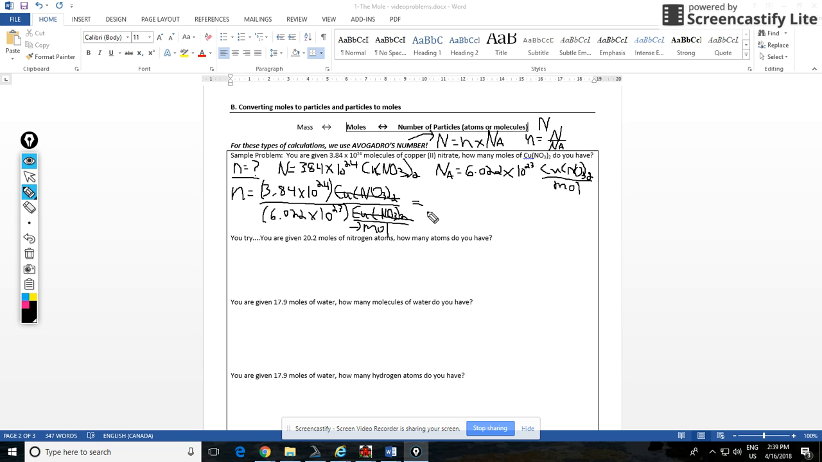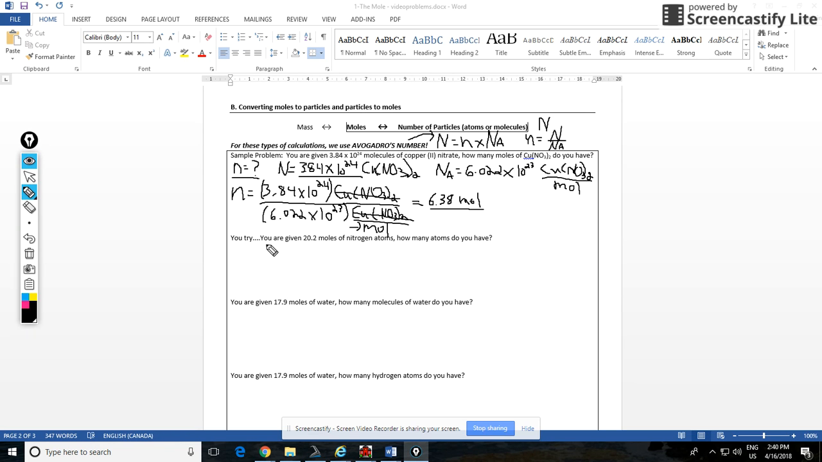So plug that into your calculator. First, you'd open the brackets, put your first scientific notation, 3.84 times 10 to the power of 24. Close the bracket. Divided by, open the brackets, 6.022 times 10 to the power of 23. Close the brackets. Equals, and you get 6.388 moles. So you have 6.38 moles of Cu(NO3)2. So in 6.38 moles of Cu(NO3)2, you have 3.84 times 10 to the power of 24 particles of Cu(NO3)2.